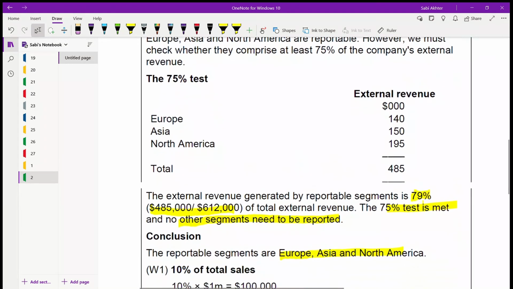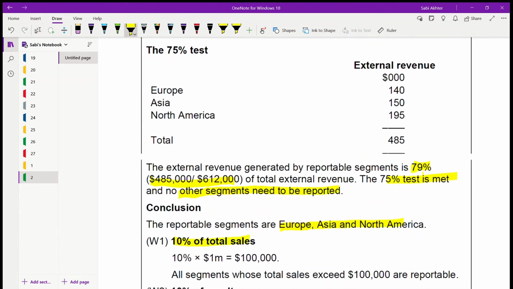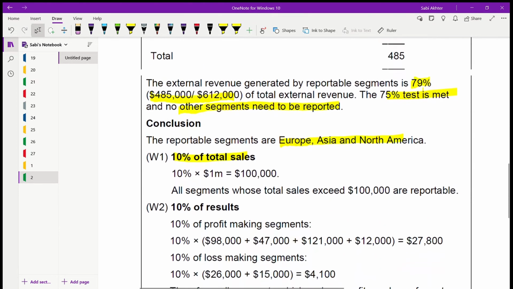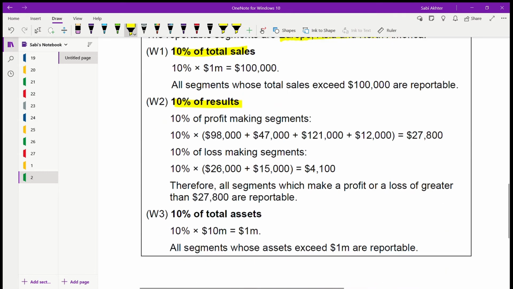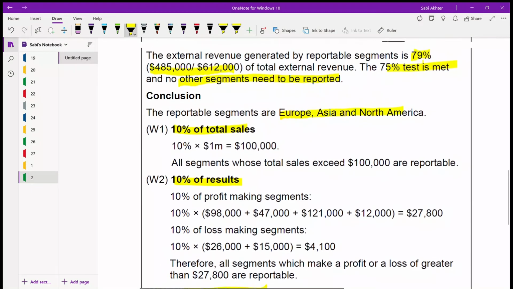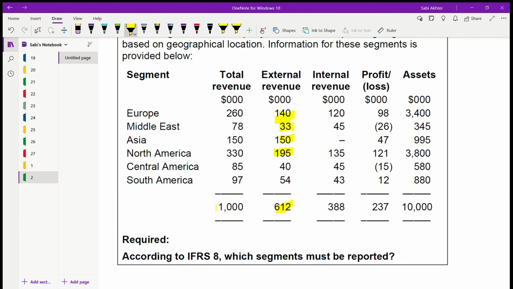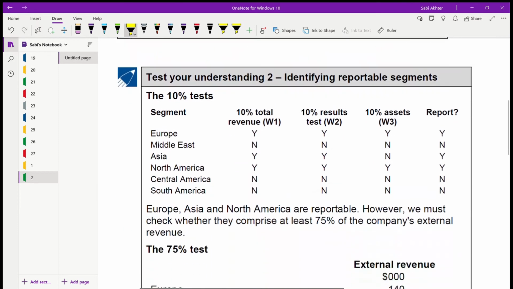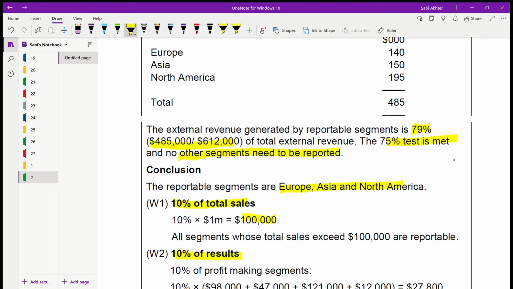Now we'll apply the 10%. 10% of total sales, both internal and external, 10% of the results, that means profit and loss, and 10% of the total assets. So what is the amount of the sales? What is the total sales? It is 1 million. So on this you take 10%, it is 100,000. All segments whose total sales exceed 100,000 are reportable according to the 10% threshold.